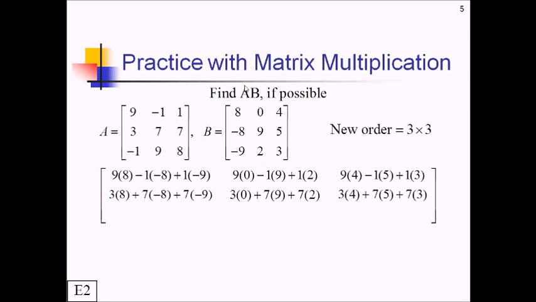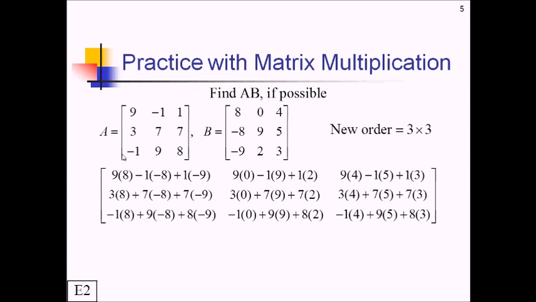Row 3, column 1. Row 3, column 2. And row 3, column 3. Pause the video if you need to write down any of these. Just double check to make sure that you have the same stuff. All right, now we're going to crunch all these numbers.